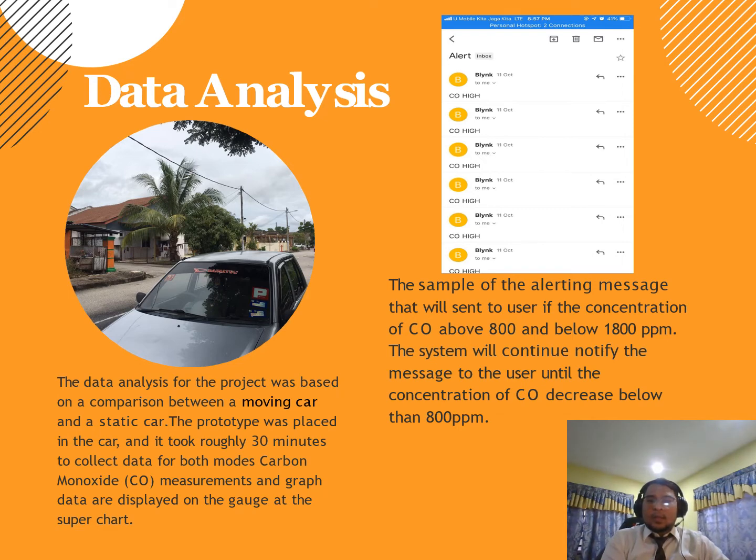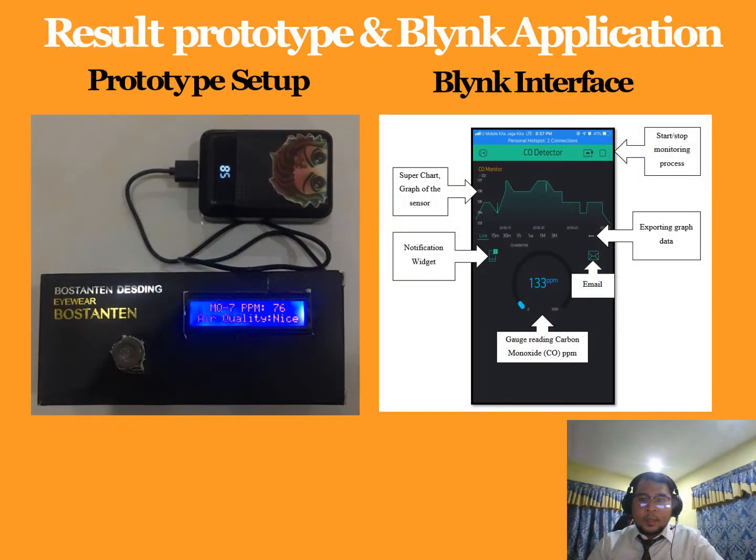Next, the sample of the electronic message that will be sent to the user if the concentration of CO is above 800 and below 1800 ppm. The system will continue to notify the user until the concentration of CO decreases below 200 ppm.